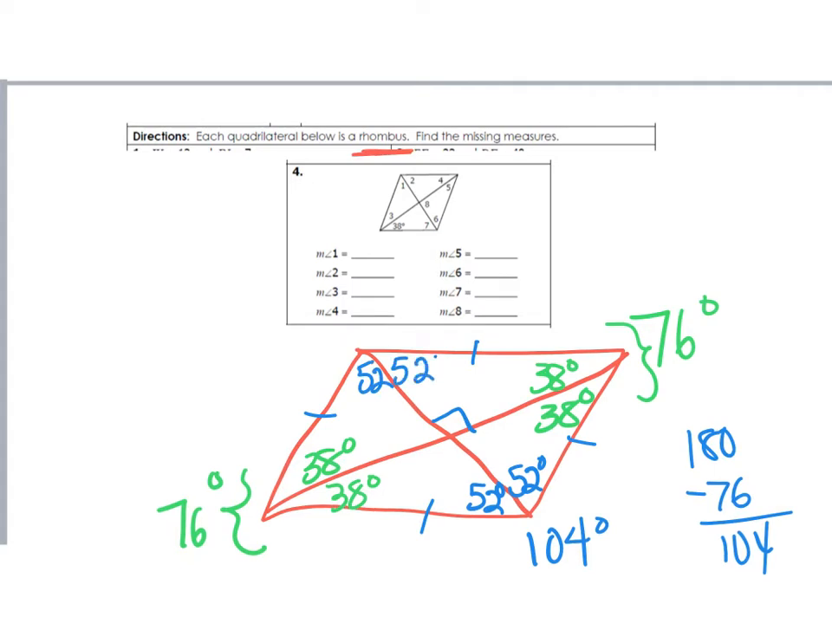So with that information, I should be able to go back in and answer all the questions from problem number 4. Pause and do that now.